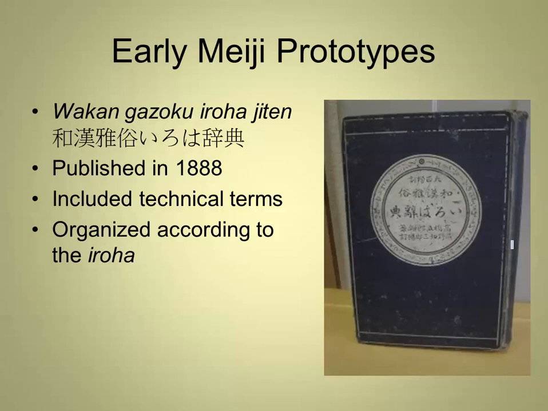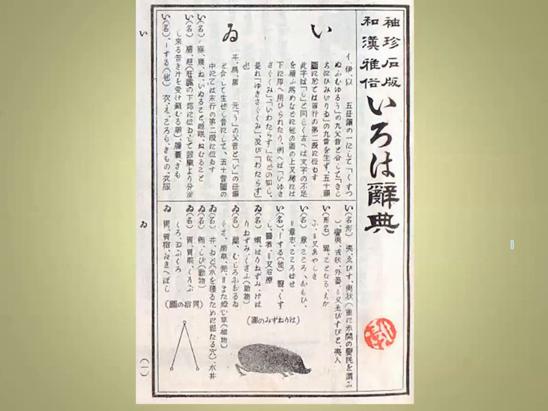Here's another Meiji example, the Wakan Gazoku Iroha Den. This was published in 1888, and it included a lot of technical terms, and its organization was based on the Iroha, which you can probably guess from the title, not according to the Goju Onzu. Here's the first page. And so it begins with E. This is the other E. That's why I say it's modified according to the Iroha, because actually I think that needs to come elsewhere, but they decided to stick it together because the sound by the Meiji period is indistinguishable.